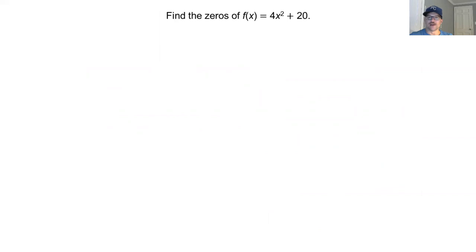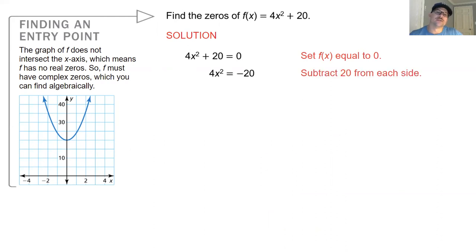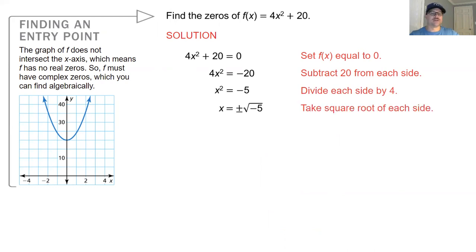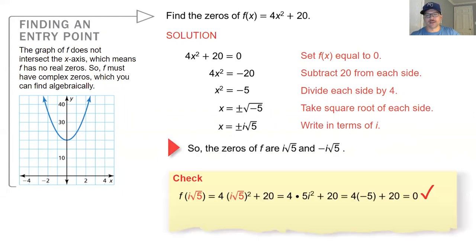All right, finding the zeros of 4x squared plus 20. So if you graph this, notice how it does not cross the x-axis. You could solve this algebraically by setting it equal to 0, moving the 20 over to the right-hand side, dividing by 4, and then when you take the square root of negative 5, there are no perfect squares you can take out of this, so this just becomes plus or minus i root 5. Again, always making sure that we're keeping the plus or minus there as well.